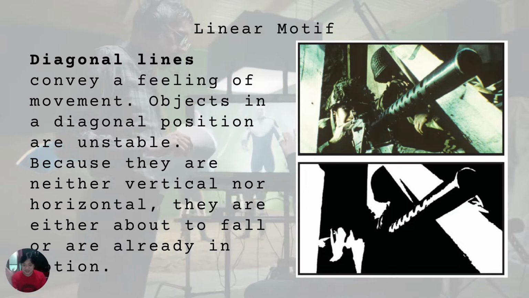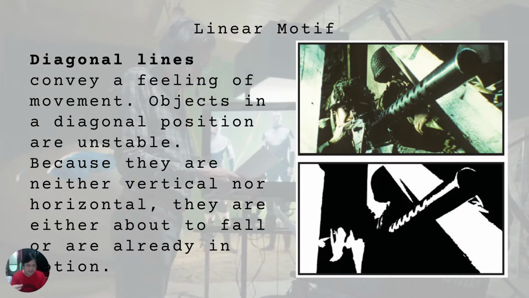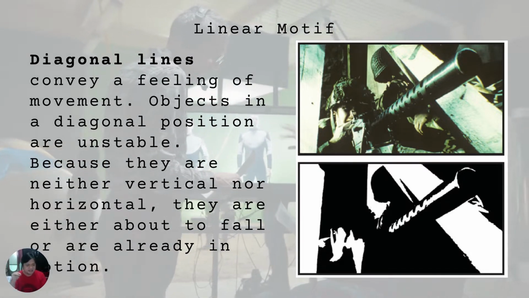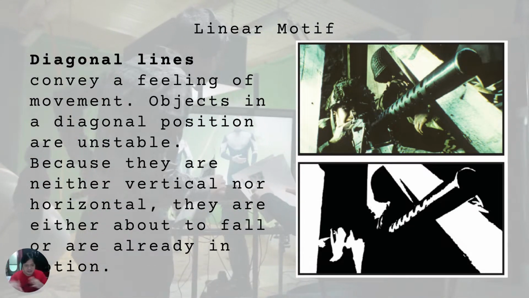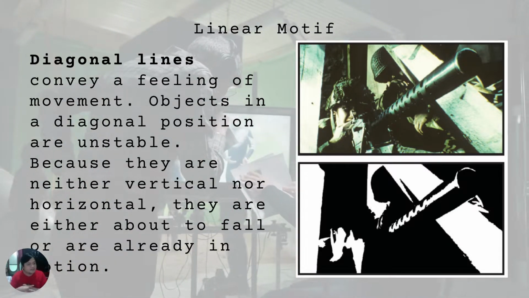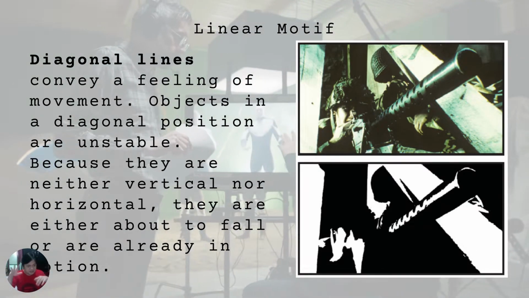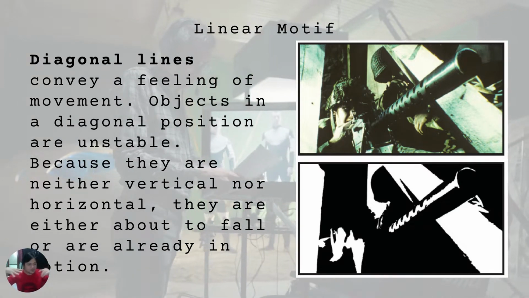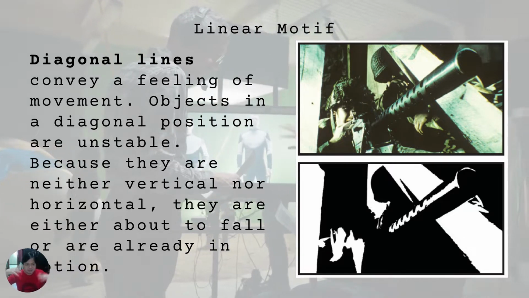Now, if you want an action sequence, and in this particular instance I am imagining an action sequence, you can use diagonal lines to suggest a more dynamic sequence rather than just putting your subjects in a horizontal atmosphere. You can be more dynamic by putting in diagonal lines.